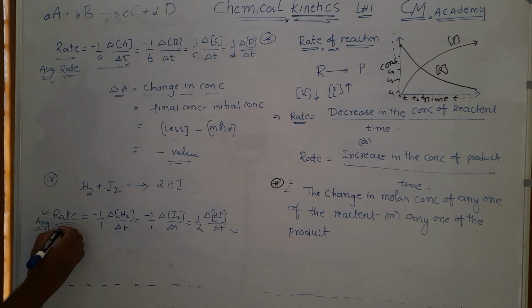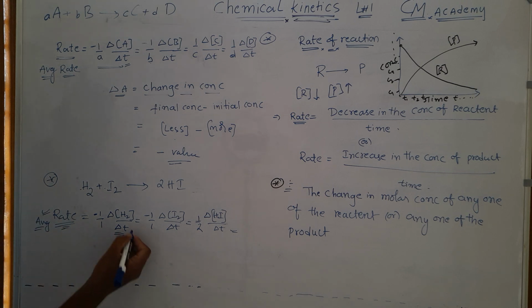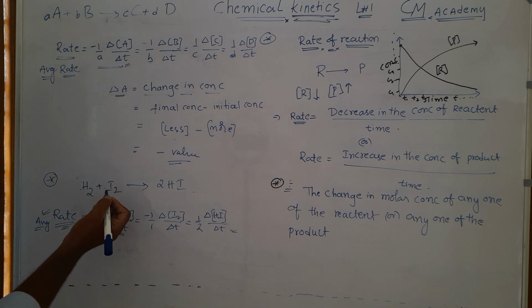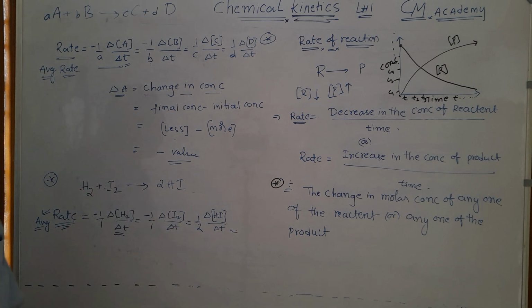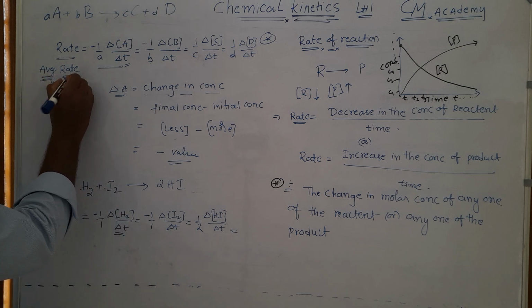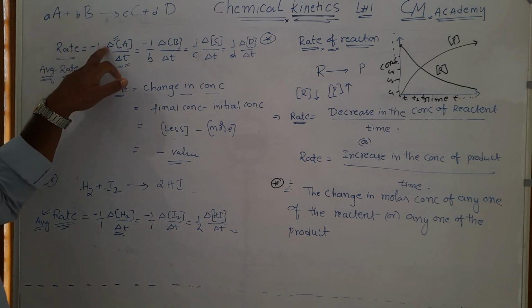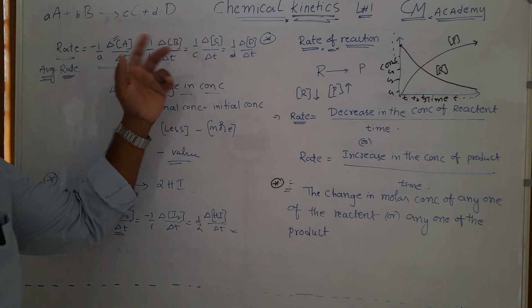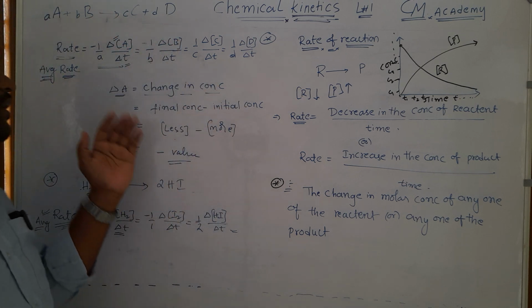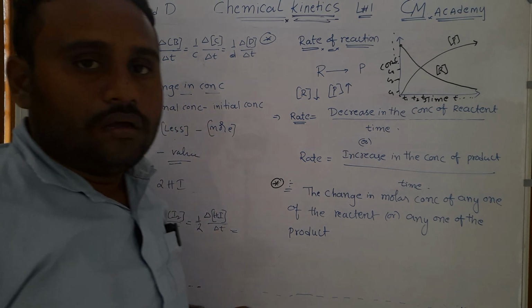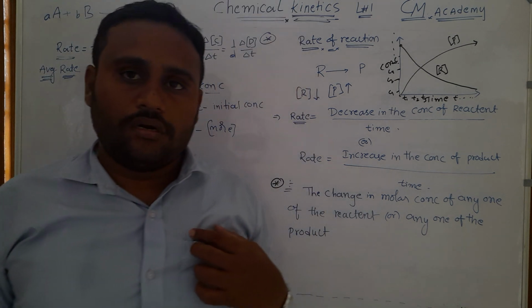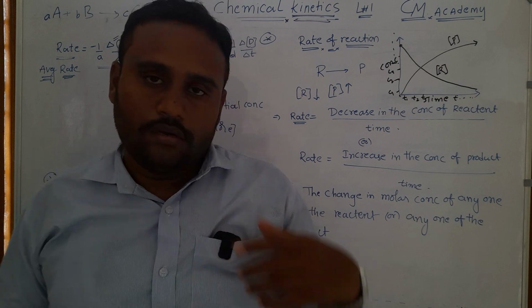So likewise, if you measure the change in concentration by change in time for a long duration of time, that is called what? Average rate. So what is the meaning of average rate? It means calculating the rate for a long time duration. Calculating the rate for a long time duration is called average rate.